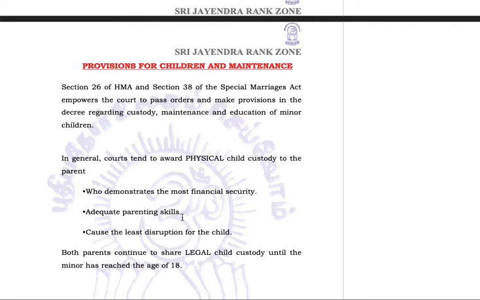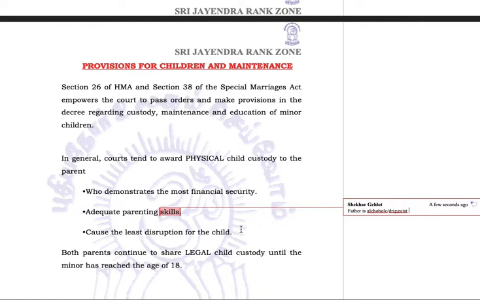Adequate parenting skills. Who is having more adequate parenting skills? Suppose the father is alcoholic, druggist, or he's into gambling or bad habits, then we cannot say that father is having adequate parenting skills. Or suppose mother and father have a dispute and mother is physically ill, so she also cannot be said to be having adequate parenting skills. So it all depends on these things.